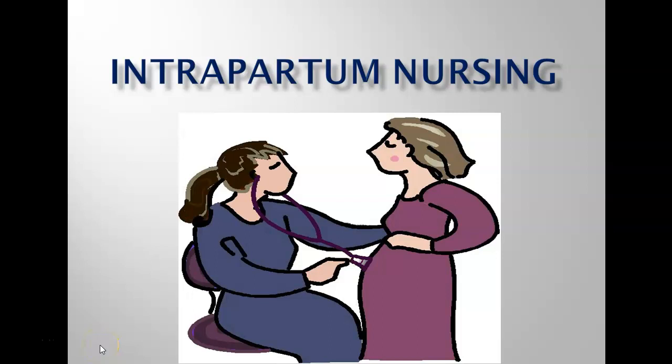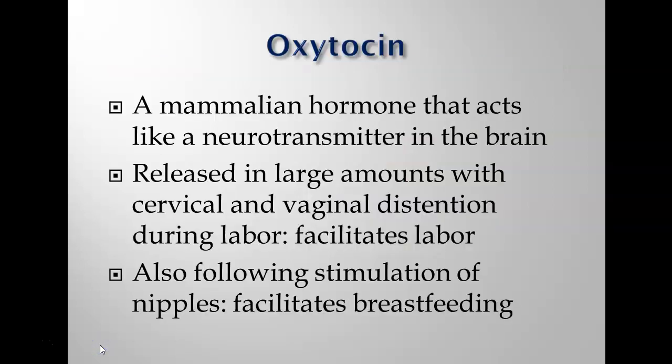This is the lecture on intrapartum nursing, or labor and delivery. So oxytocin is a mammalian hormone that acts like a neurotransmitter in the brain. When this is released in large amounts with cervical and vaginal distension during labor, this is what facilitates labor. It's also released following stimulation of the nipples, which, as we know, facilitates breastfeeding.